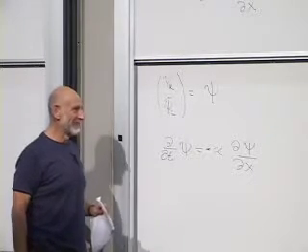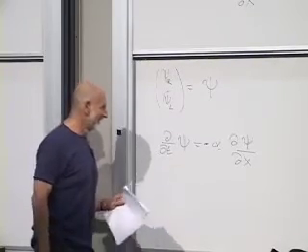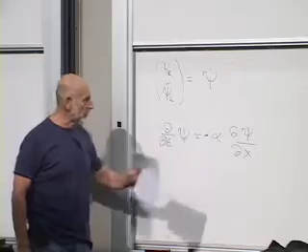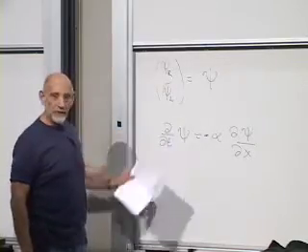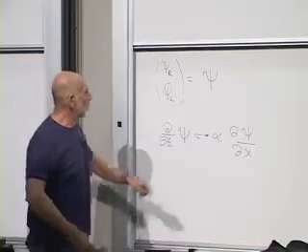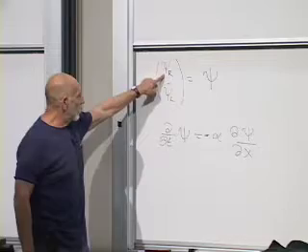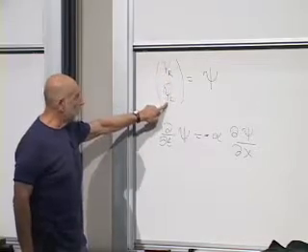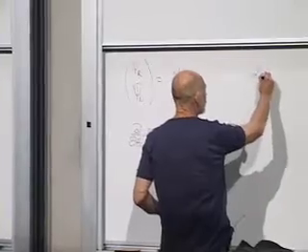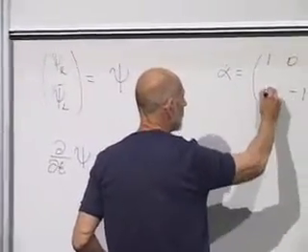Good work. Okay. d psi by dt is alpha d psi by dx. What is alpha? Alpha is a matrix whose value is 1 for right and -1 for left. So what matrix is it? Alpha is the matrix 1, -1, 0, 0.